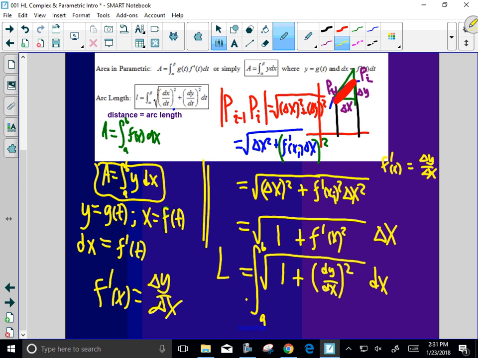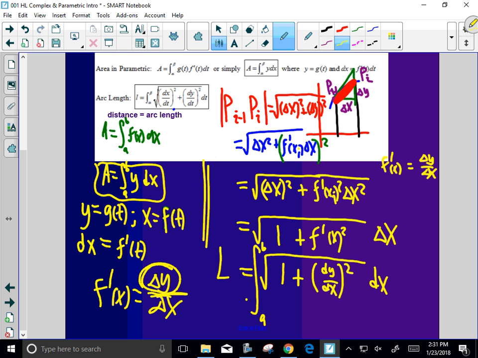Slope of a what? Tangent line. And what's delta y over delta x? Or change in y over change in x. What does that represent? This is slope. What's this? Slope. These are two ways of saying slope.